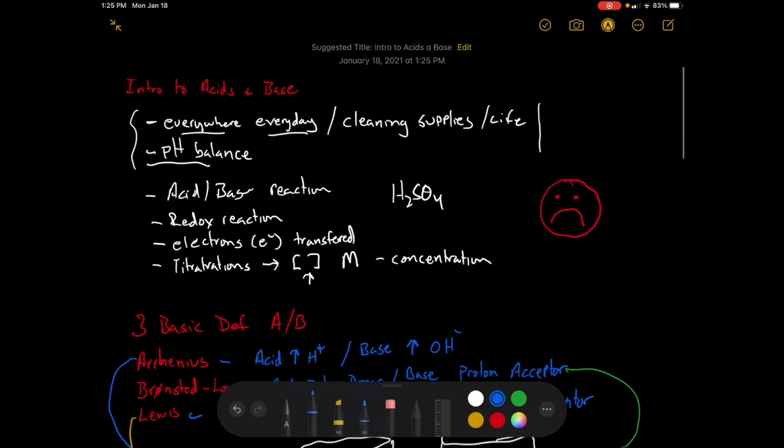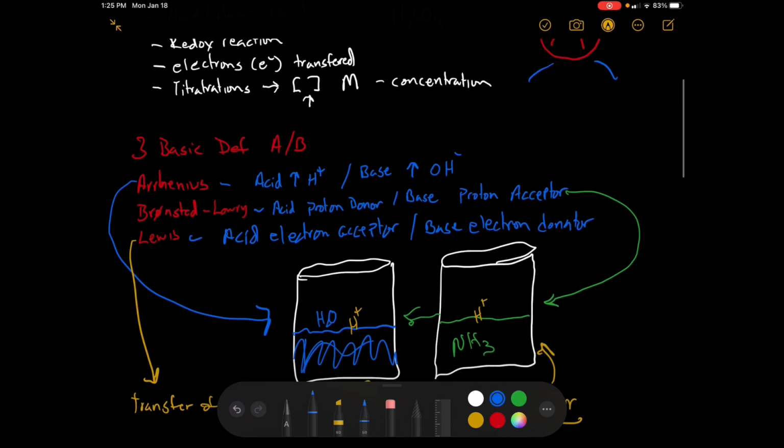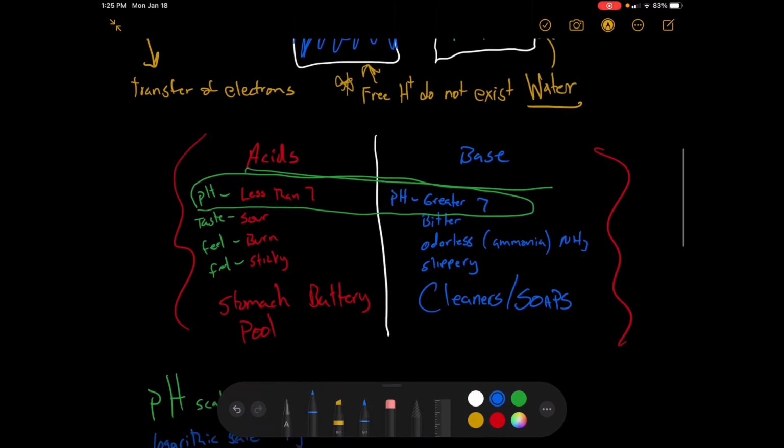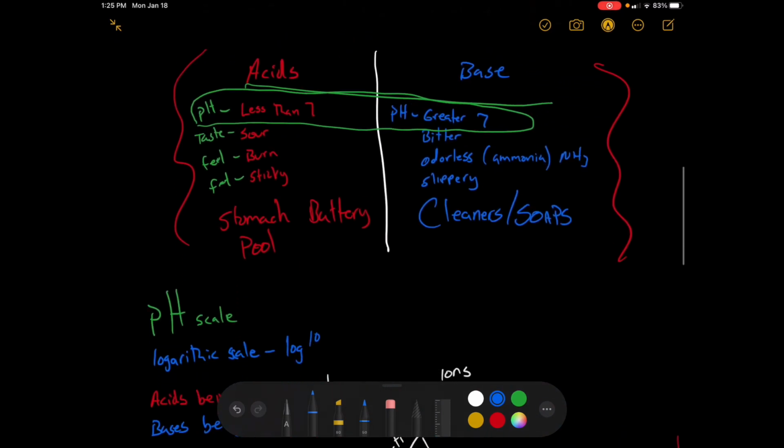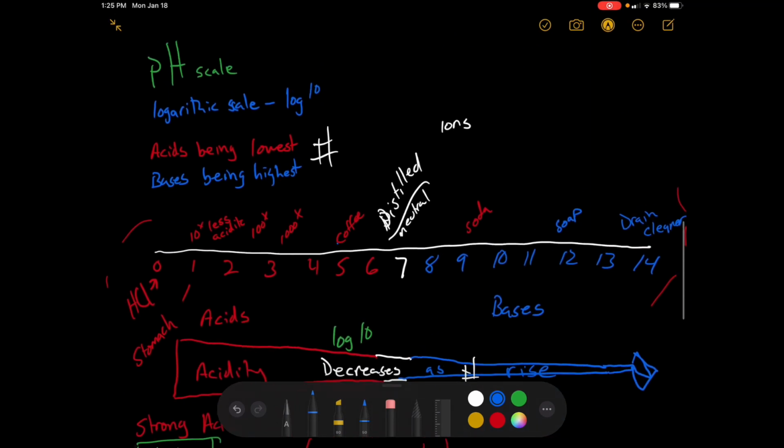Otherwise, that is your basic intro to acids and bases. You should have learned that they are important everywhere, in the chemistry lab and in our body. You should have learned that nobody really likes the study of acids and bases because they're a little bit intricate. You should have learned the 3 basic definitions. You should have learned some differences between acids and bases.